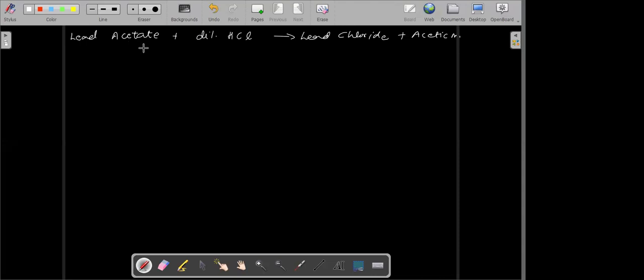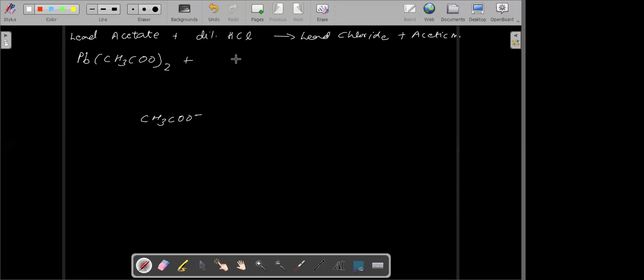First of all, the acetate ion is CH3COO minus. When we say lead acetate, lead has a valency of 2, so you get the formula as Pb, and here you have CH3COO twice. Lead has a valency of 2 and acetate has a valency of 1. You get the formula of lead acetate as Pb(CH3COO)2.